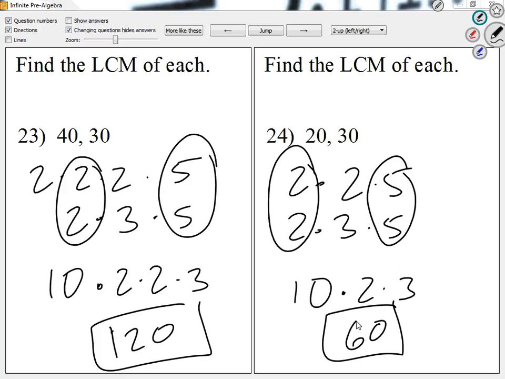Any other questions? Let me take roll really quick.